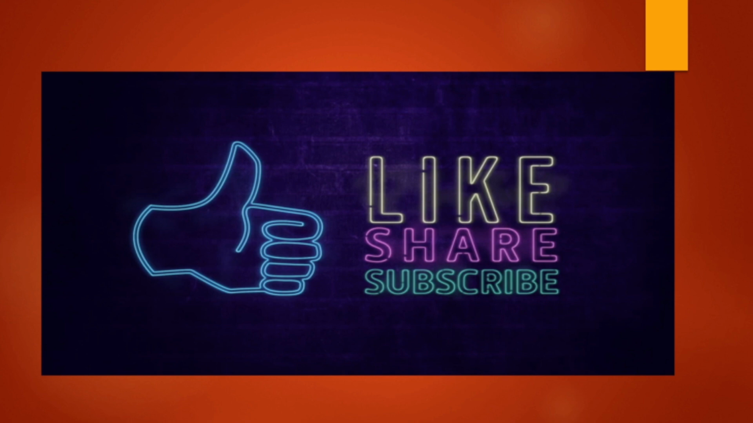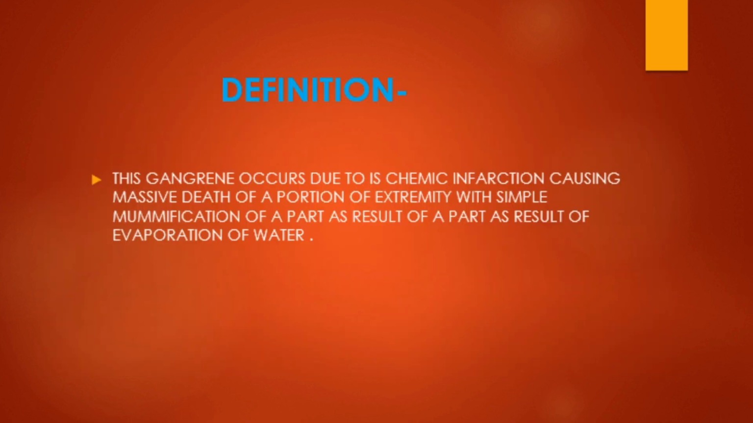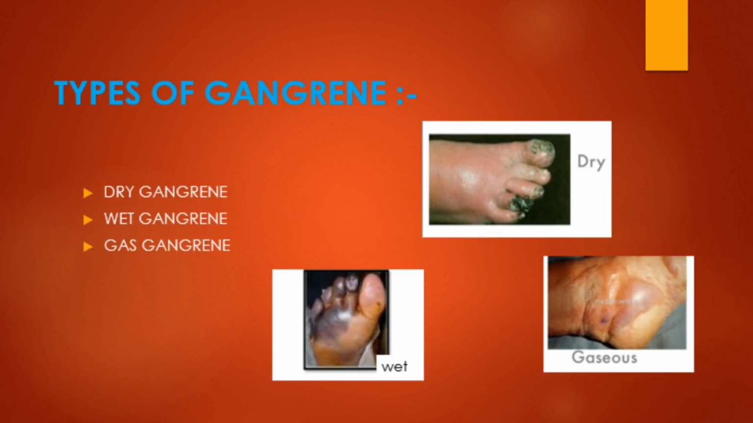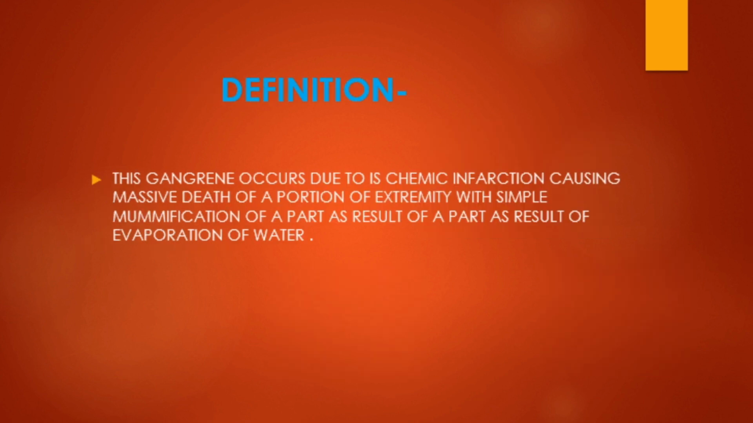So let's get started. First of all, as we have seen in the previous video, if you haven't seen that video, go and watch it first. Here's the link in the I button. Here I will give a short recap that gangrene is a massive death of a part with superadded putrefaction and it is caused by saprophytic bacteria. Then its causes and its types: dry gangrene, wet gangrene and its subdivision. So what is dry gangrene?